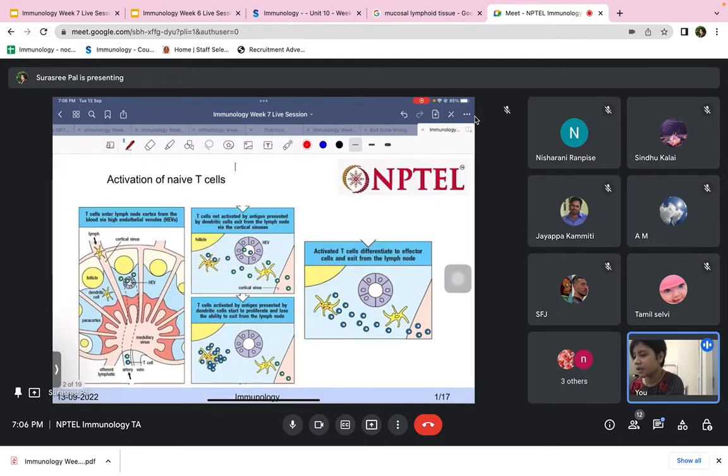So here I am just writing it down once. Positive selection: recognize self-MHC peptide complex.